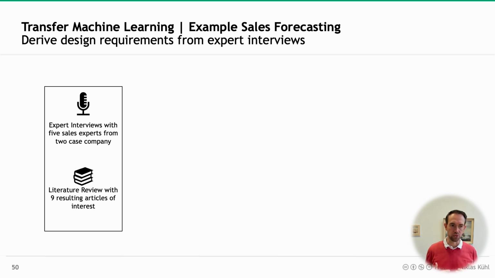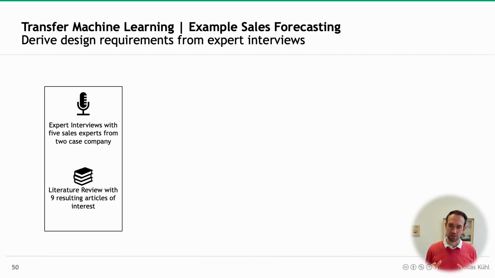You go out and do interviews with experts. So we have two case companies. We talk to sales experts there and say, hey, how do you predict sales as of now, what are common metrics, what are common models that you're using, how do you go about those. And of course, as a scientist, you also have to look into research, into literature, and 9 articles were of relevance there. And the specific methodology that we utilized is called design science research.